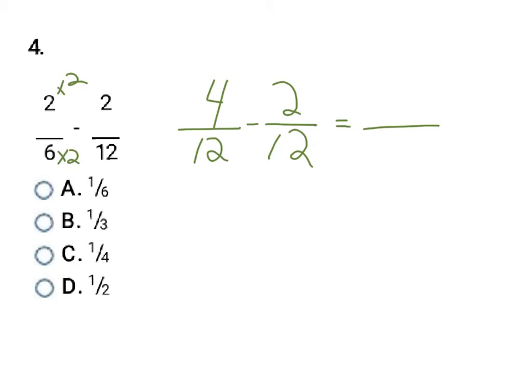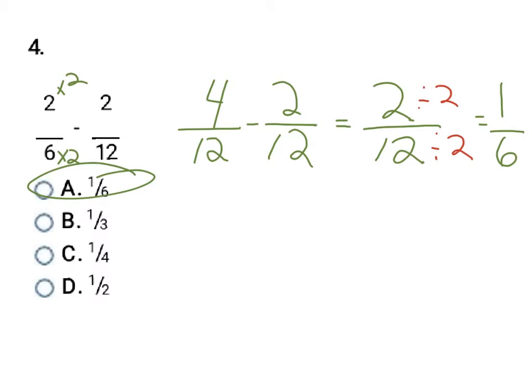So when I'm subtracting fractions, the bottom stays the same, and I subtract the tops. 4 minus 2 is 2. I don't see 2/12 in my answer, so that means I'm probably going to simplify. Well, 2 and 12 are both even, so I can divide the top and bottom by 2. And when I divide, 2 divided by 2 equals 1, and 12 divided by 2 is 6. 1 over 6 is going to be my final answer, which is A.